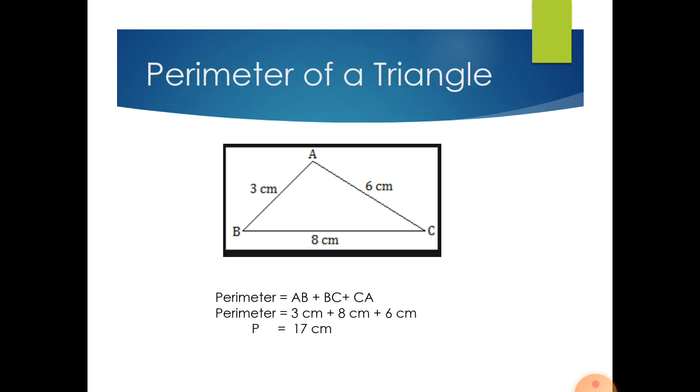Perimeter of a triangle. We all know that for finding the perimeter of any shape, we have to just add the sides. So the first side is AB, 3 centimeter. The second side of the triangle is BC, 8 centimeter, and the third side of the triangle is AC, 6 centimeter. We have to add them, and the answer is 17. Perimeter of the triangle is 17 centimeter.